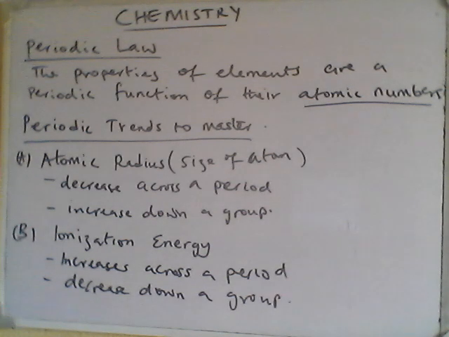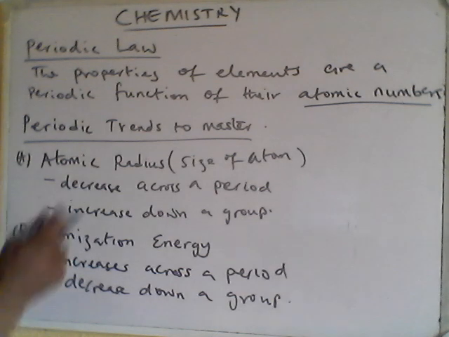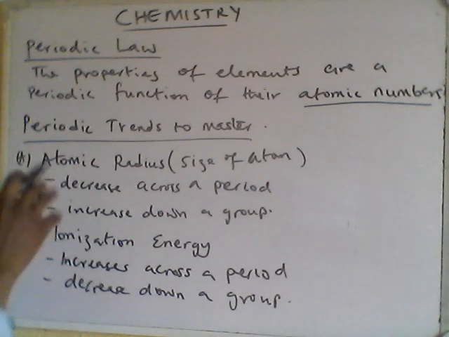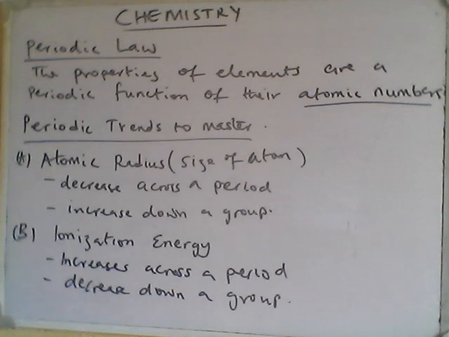So we're going to be looking at these trends to master them. There are terms like atomic radius, ionization energy, electronegativity, and metallic and non-metallic character. These are the 4 things we're going to be looking at, but I have 2 on the board first of all. Atomic radius is known as the size of the atom.